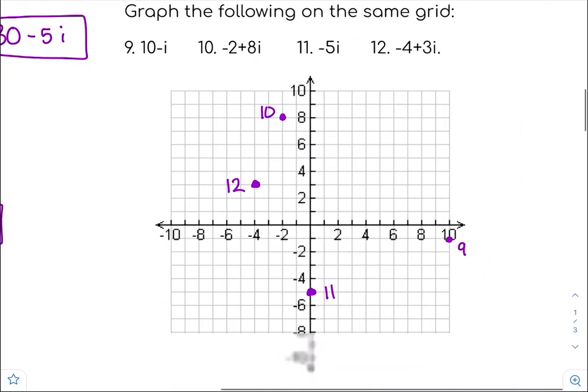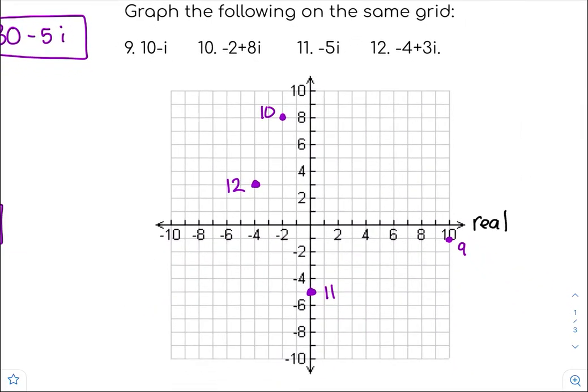Now for the graphs, just remember, the x-axis is real, and the y-axis is your imaginary. For standard form, this number is the real, and this one is the imaginary. So for number 9, if you went 10 to the right, and then 1 down, there's your 9. For number 10, if you went 2 to the left, and 8 up, that gives you 10.